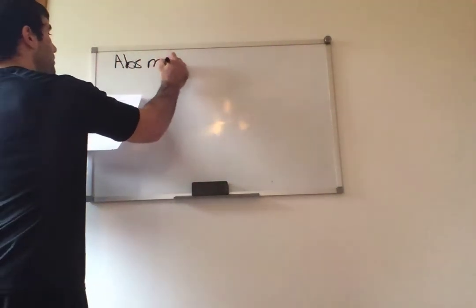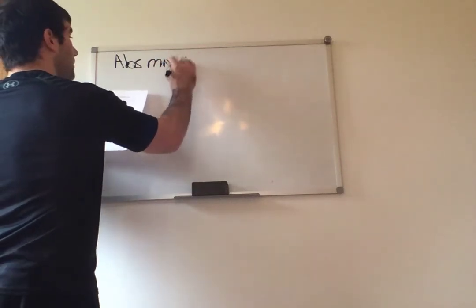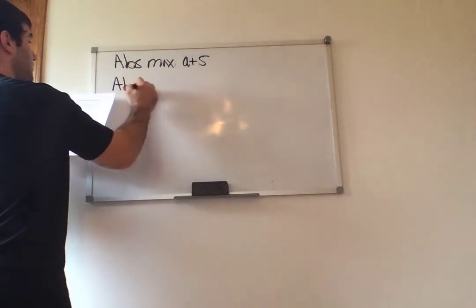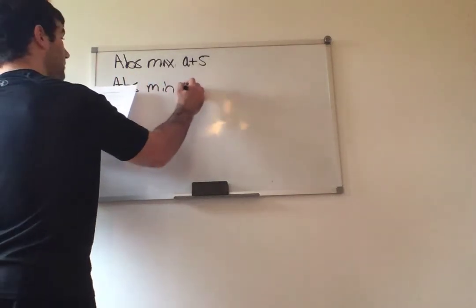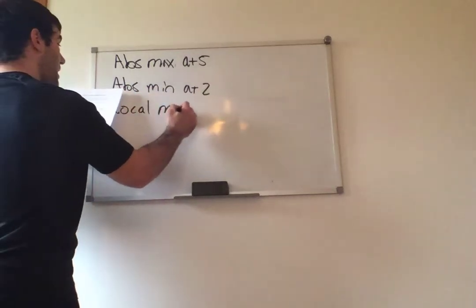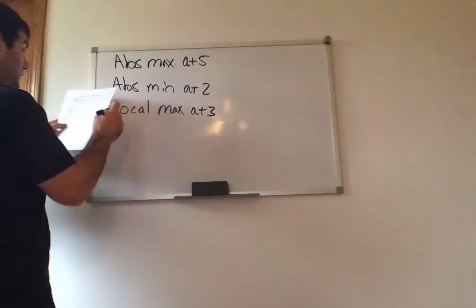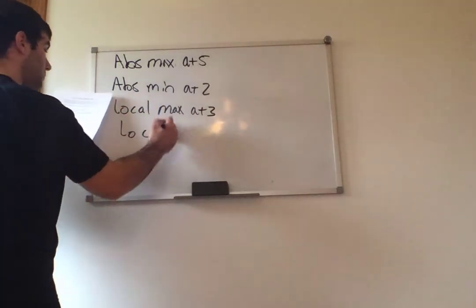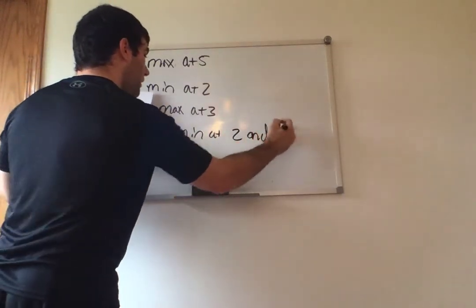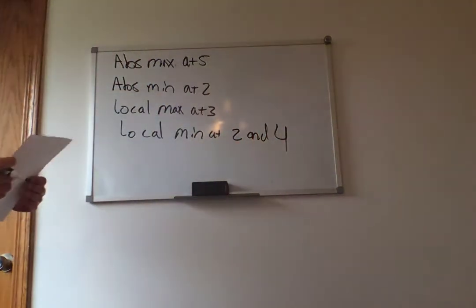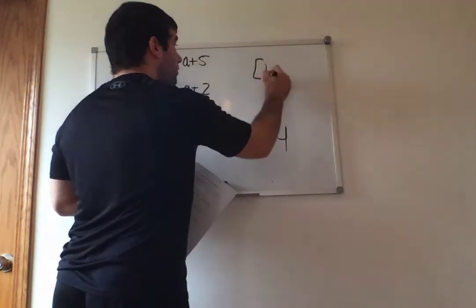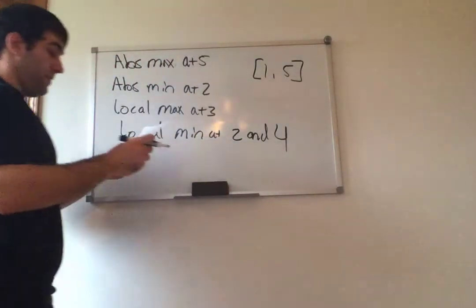We have an absolute max at 5, absolute min at 2, local max at 3, local min at 2 and 4. Okay, so we're working on the interval 1 to 5.